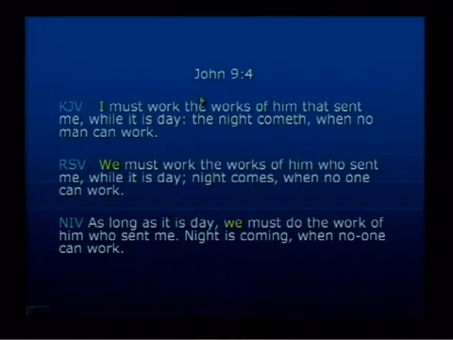John 9, verse 4, one little word changed. Notice this, how cute they are. "I must work the works of him that sent me while it is day. The night cometh when no man can work." The RSV and the NIV say, "We must work the works of him who sent me."